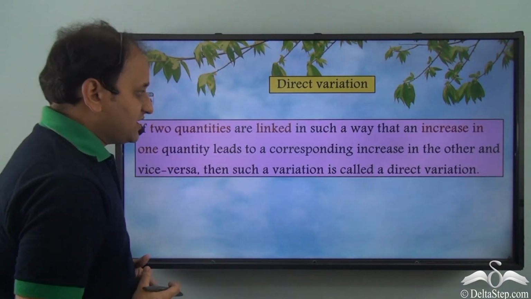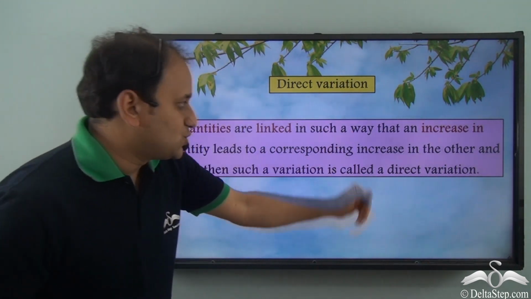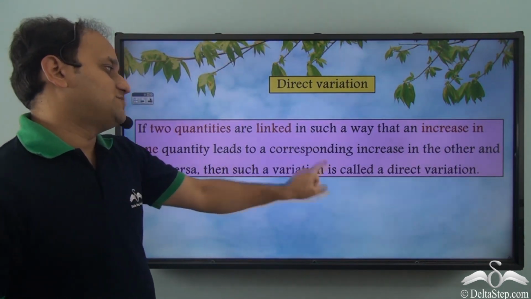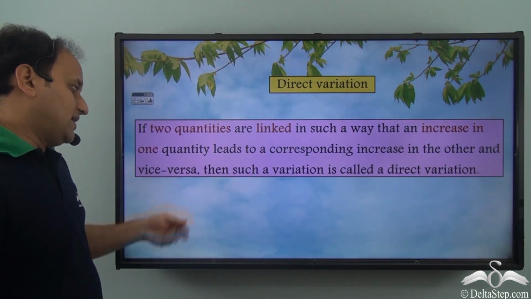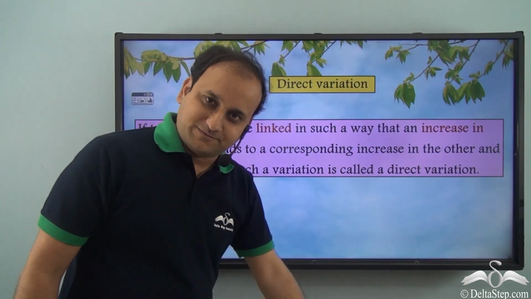So what is direct variation? How do we define it? Well, if two quantities are linked in such a way that an increase in one quantity leads to corresponding increase in the other and vice versa, then such a variation is called a direct variation.